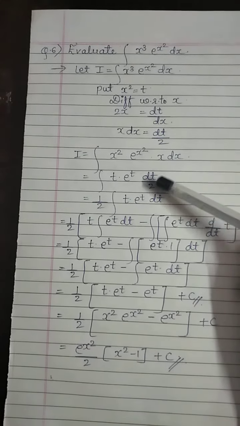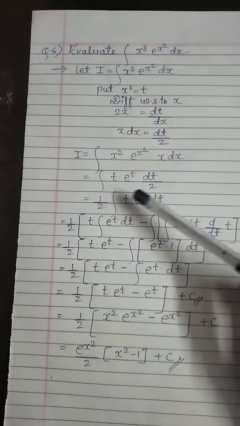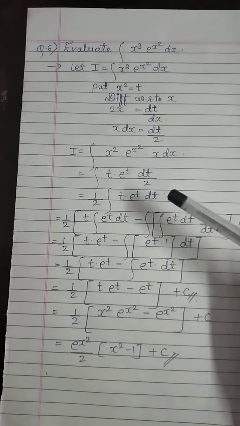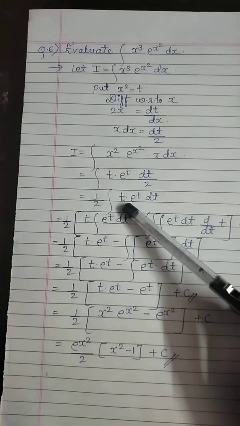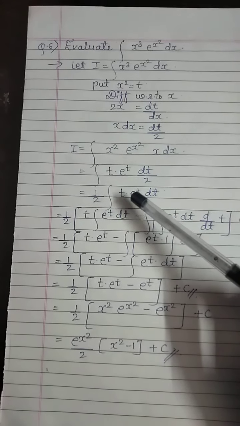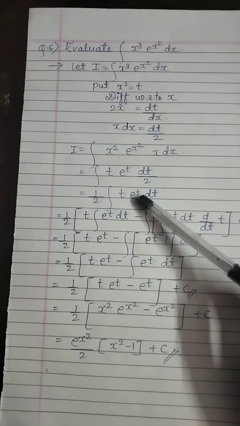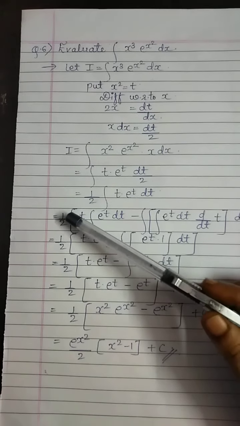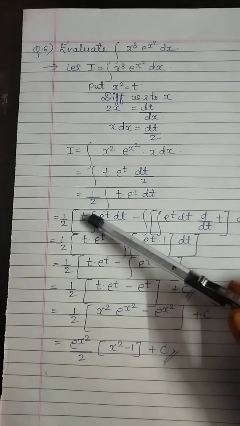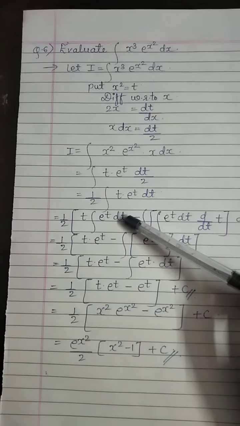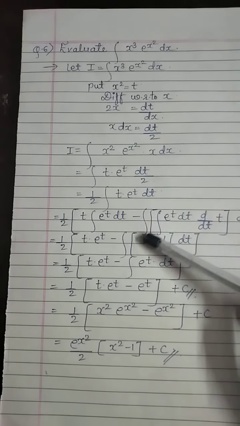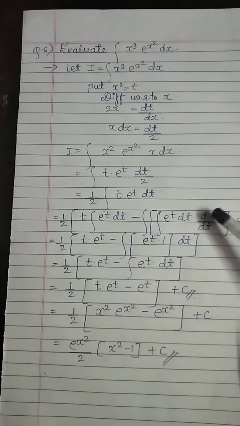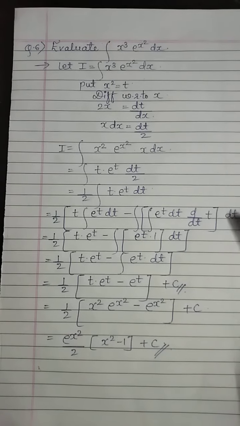Now this 1 by 2 we will write outside, and integration of t into e raised to t dt. Now this is in the form of u into v, and this is in the form of LIATE. So we will apply the u into v rule of integration. So half as it is, t integration of e raised to t dt minus integration of (integration of e raised to t dt into derivative of t) dt.